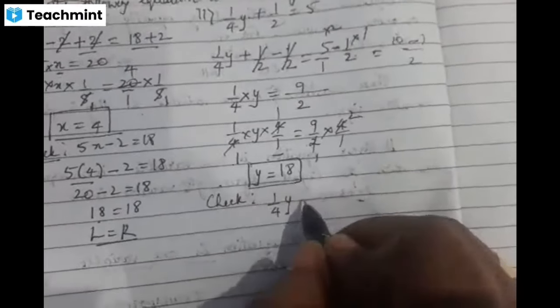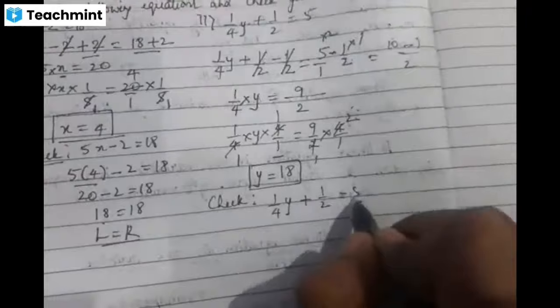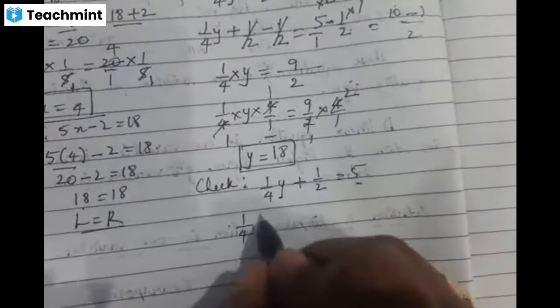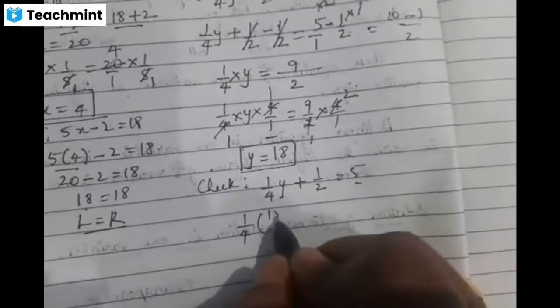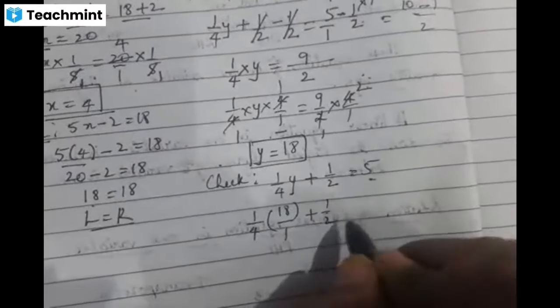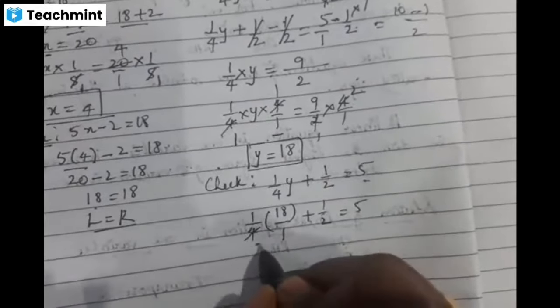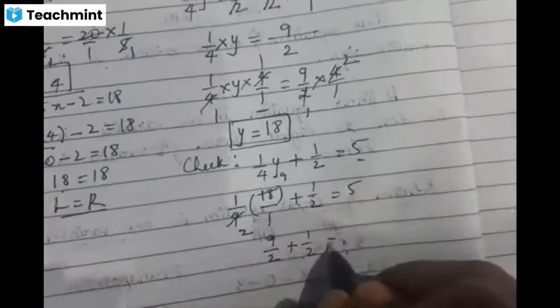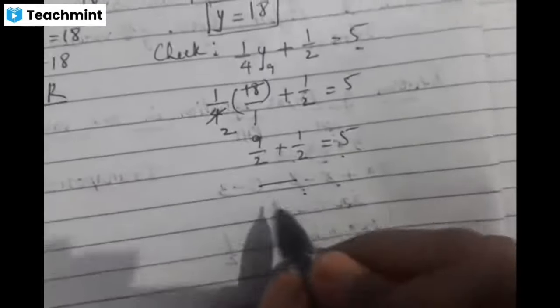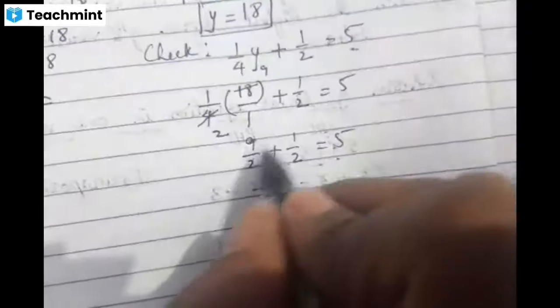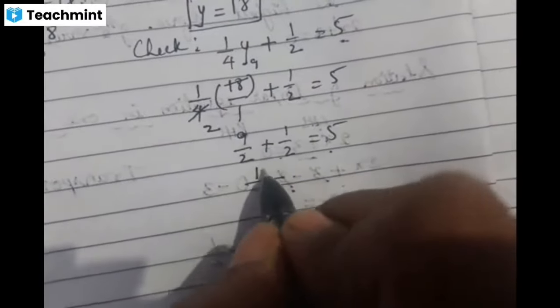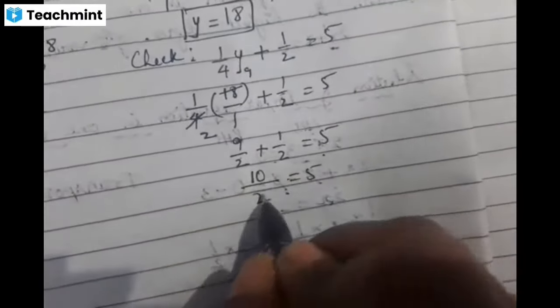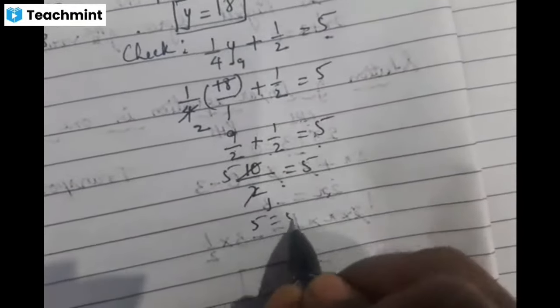After we get the answer, it is time to check. First write the given equation: 1 by 4 y plus 1 by 2 is equal to 5. Substitute in place of y the value you have got: 1 by 4 into 18 plus 1 by 2 is equal to 5. With the 2 table, 2 twos are 2, 2 nines are 9, so 9 by 2 plus 1 by 2 is equal to 5. What is the LCM, children? 2. Common denominator, just add the numerators. 9 plus 1 is 10 by 2, which is equal to 5. 2 fives are 10, 5 is equal to 5. LHS is equal to RHS. Hence, we have checked the answer.